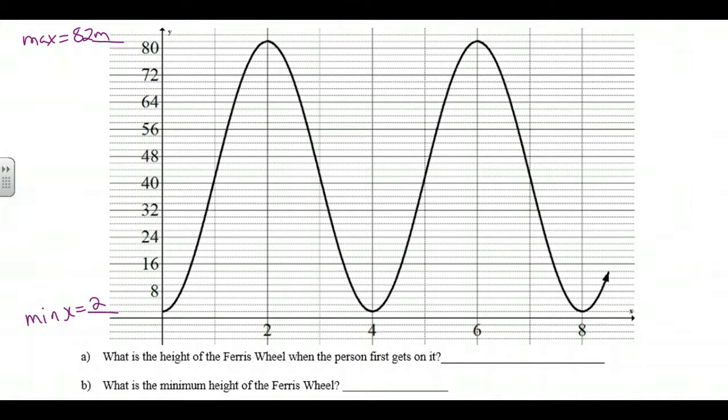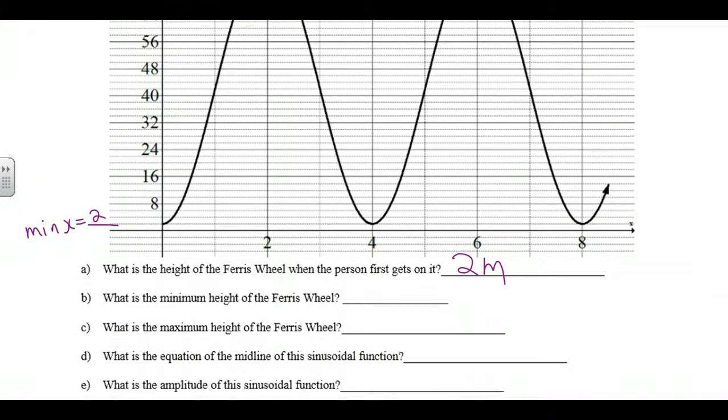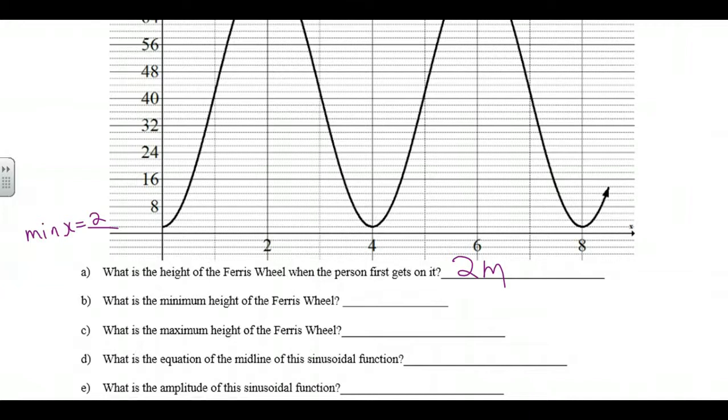So this one, we have a maximum height of 82, a minimum of 2. So A, what is the height of the Ferris wheel when the first person gets on it? 2 meters. What is the minimum height of the Ferris wheel? 2 meters. What is the maximum height of the Ferris wheel? 82 meters. What is the equation of the midline?